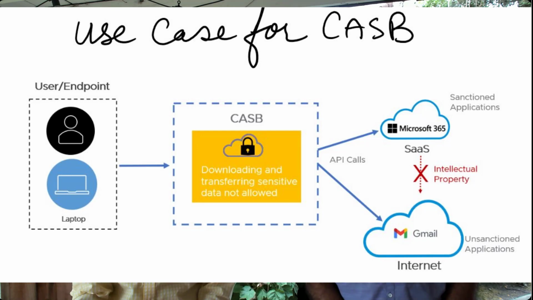Let me give you an example here. An enterprise user is trying to access an enterprise-sanctioned application like Office 365, and they are transferring sensitive data to their personal email folder on the public internet. This operation will be detected by the CASB, and the transfer of that sensitive intellectual property is then blocked.